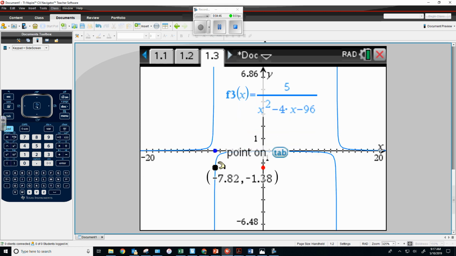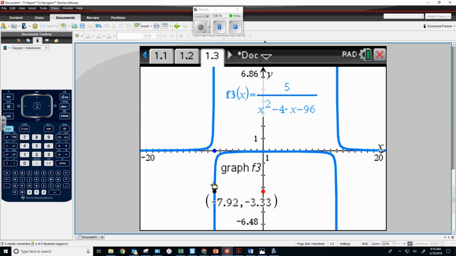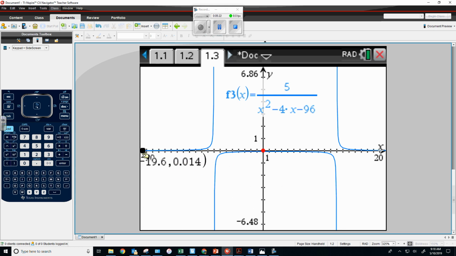All right, watch what happens as I move through the entire function. As you can see, the point refuses to cross over this asymptote. I cannot trace past the asymptote. So we've got an asymptote, it looks like one is at 12, and another asymptote at -8. Let's see if I can get this point to jump over there.